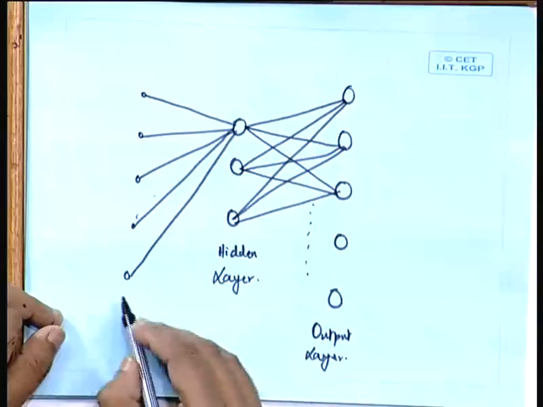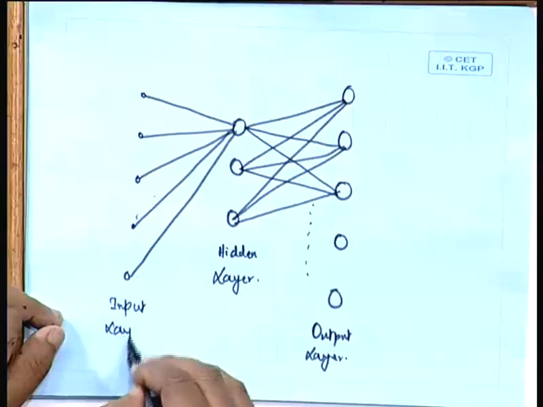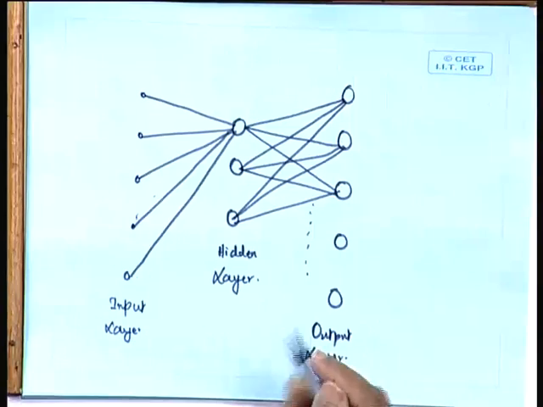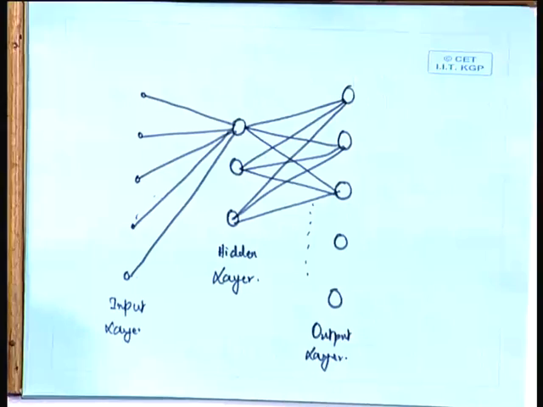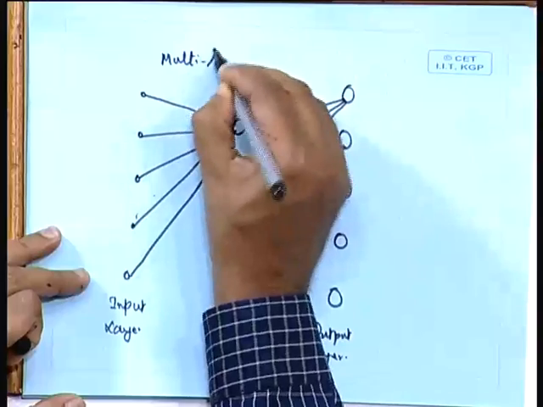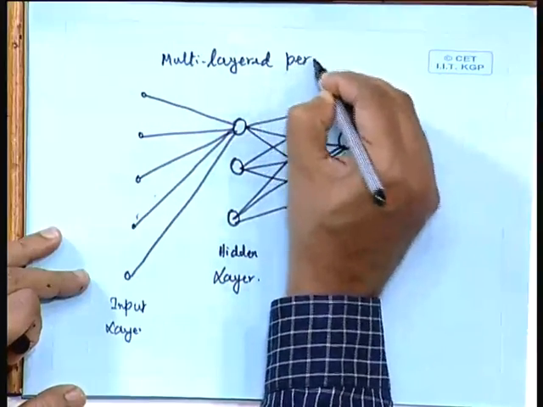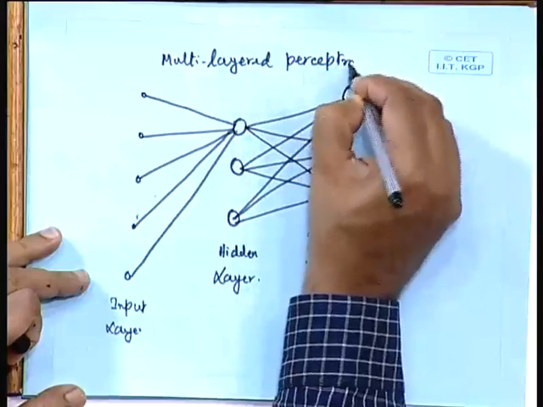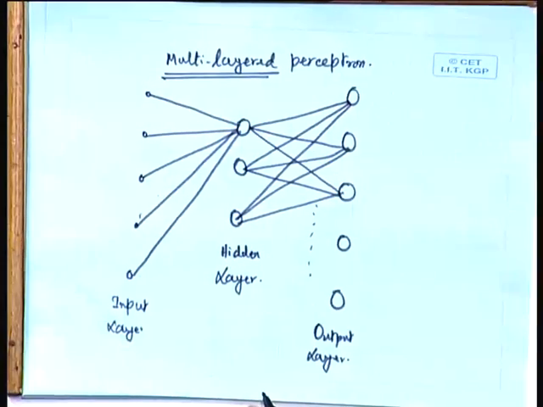Now, in this example, I have shown one input layer, one hidden layer and one output layer, but generally speaking, you could have more than one hidden layer also. But the very fact that it is a multi-layered perceptron means it must necessarily have at least one hidden layer.